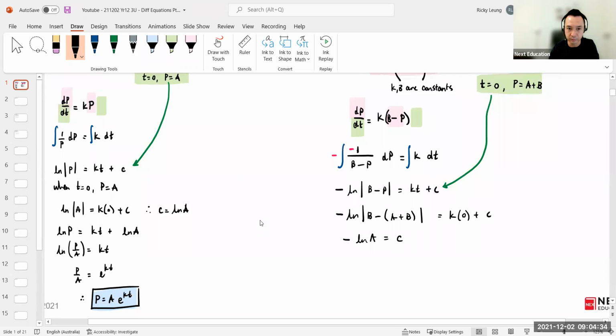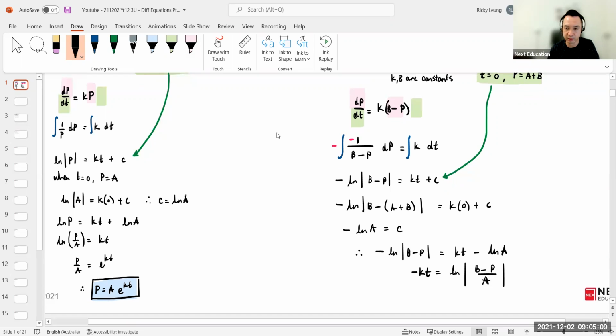Therefore, minus ln of b minus p equals kt minus ln a. Ln a is a constant. So now, once again, move it over and combine your log laws. Maybe I will move this guy over here, so sort of do a double switcheroo, because I want this guy to be positive. So negative kt comes on this side. This guy goes on this side and combines it. So b minus p on a. Hopefully that wasn't too quick.